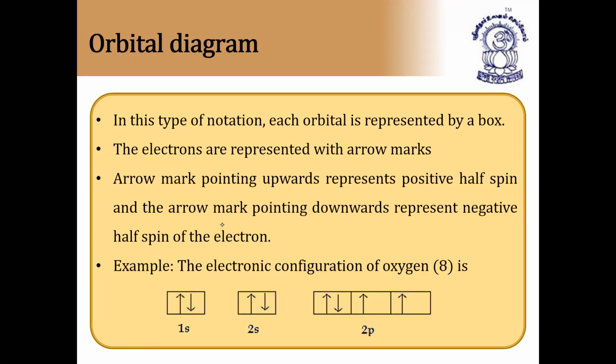For all the elements, we cannot write the orbital diagrams. It will take more time. So only the electronic configuration is important. But you should know how the electrons are filled in orbital diagrams. From that, we can write quantum numbers easily. Otherwise, you will get wrong quantum numbers. Next.